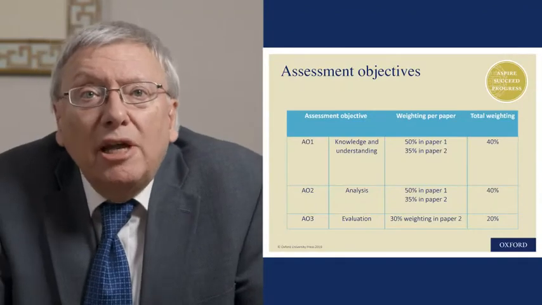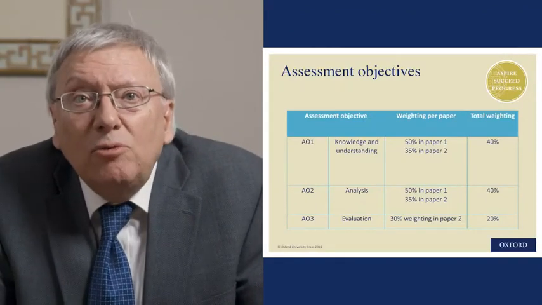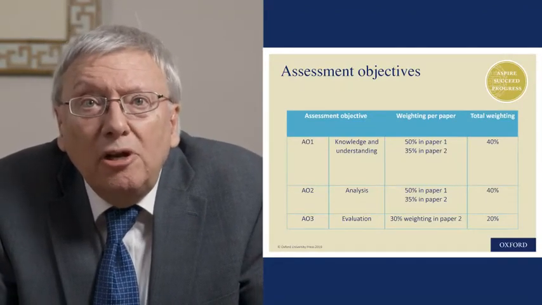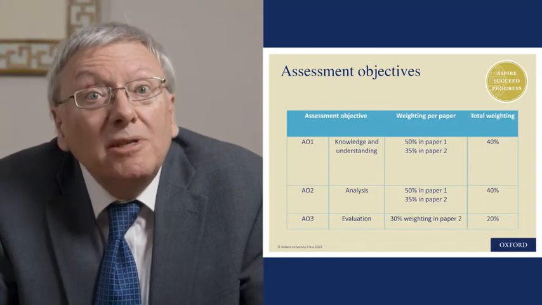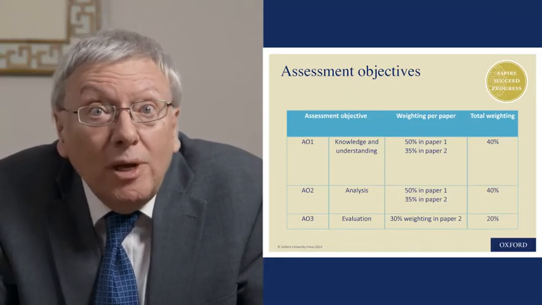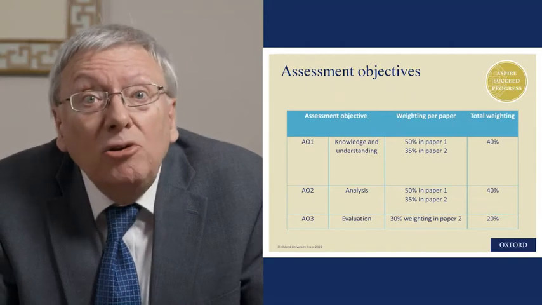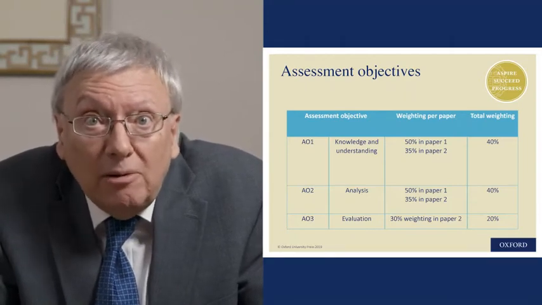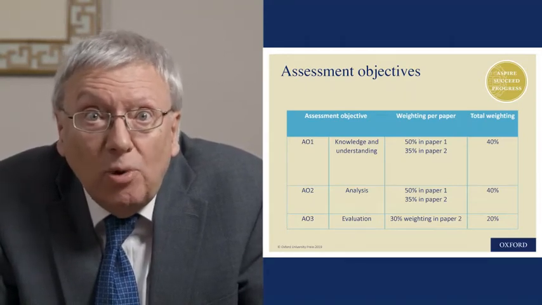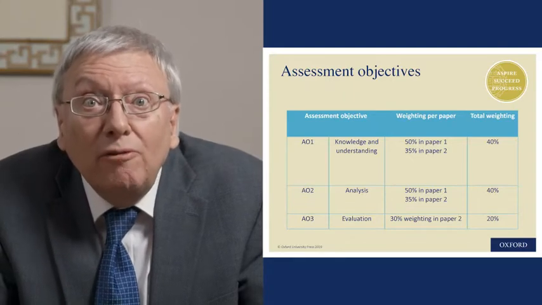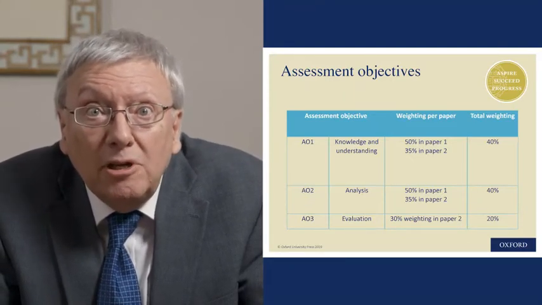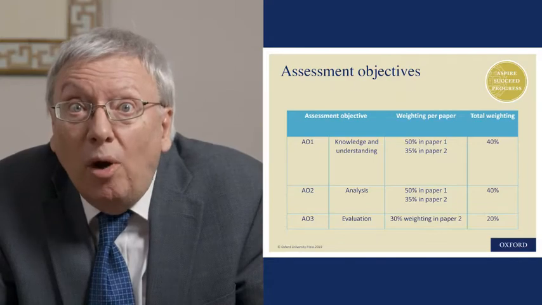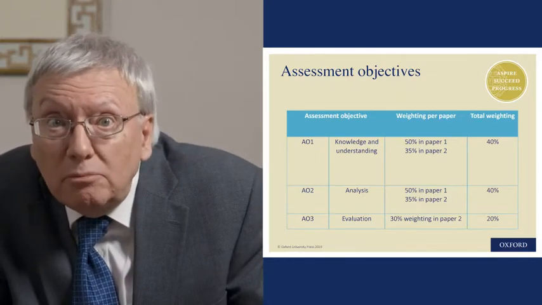There are 3 assessment objectives in IGCSE Economics. AO1, Knowledge and Understanding, has a 50% weighting in Paper 1 and a 35% weighting in Paper 2. This makes a total of 40% weighting across the 2 papers. AO2, Analysis, has a 50% weighting in Paper 1 and a 35% weighting in Paper 2, making a total of 40% across the 2 papers. This is exactly the same as for AO1, Knowledge and Understanding.